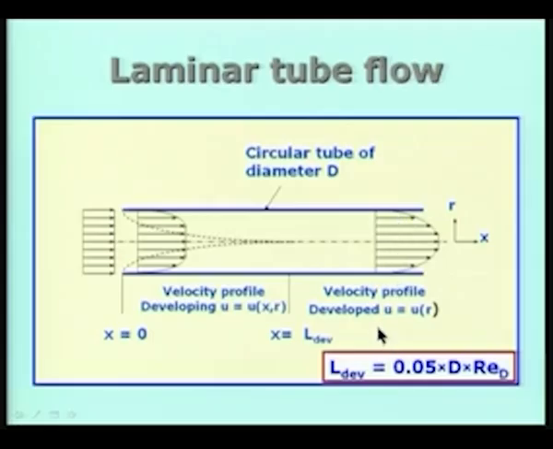It is also known from fluid mechanics principles that the development length is given by 0.05 times the diameter of the tube times the Reynolds number based on the diameter of the tube. And if you recall the Reynolds number, it is nothing but the velocity times the diameter of the tube divided by the kinematic viscosity of the fluid.